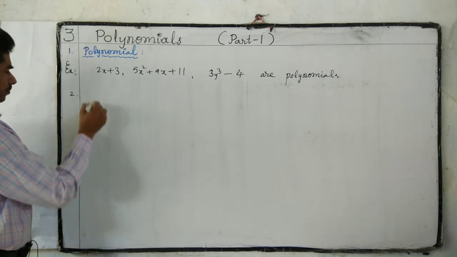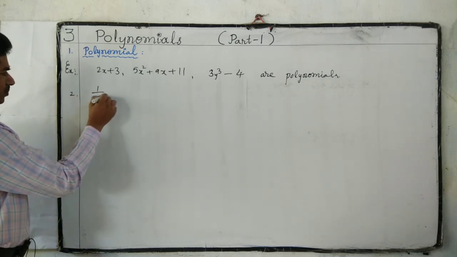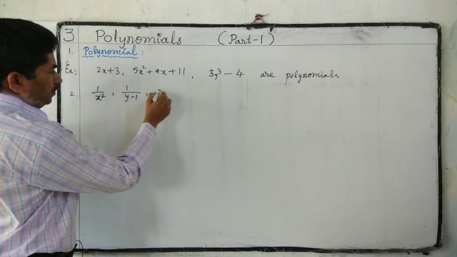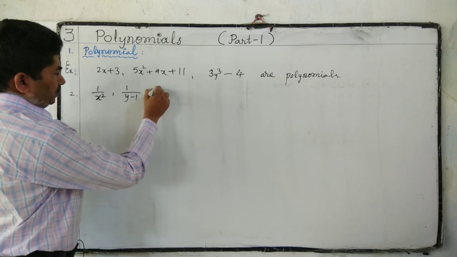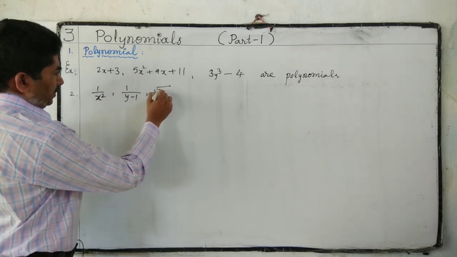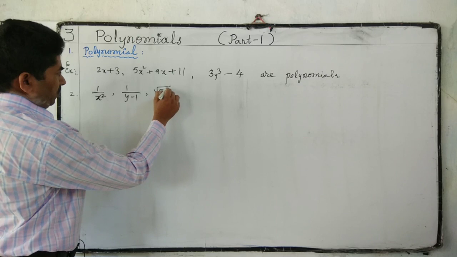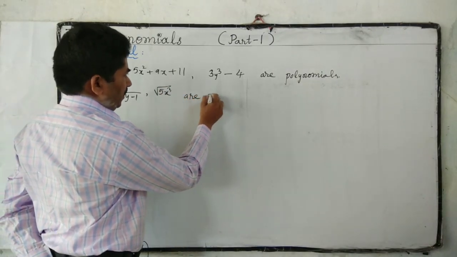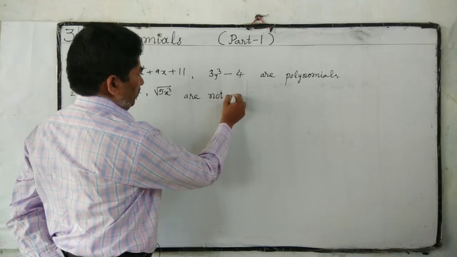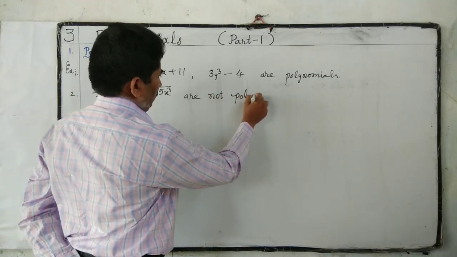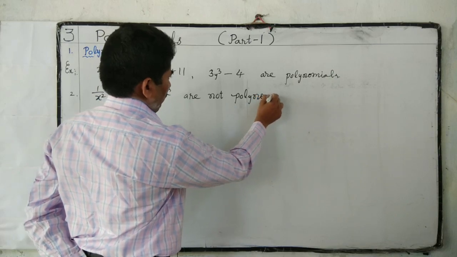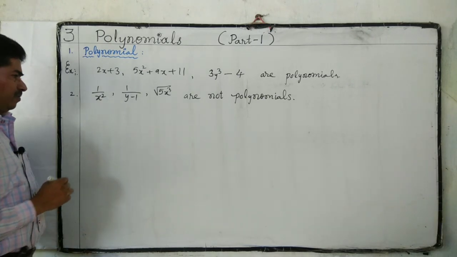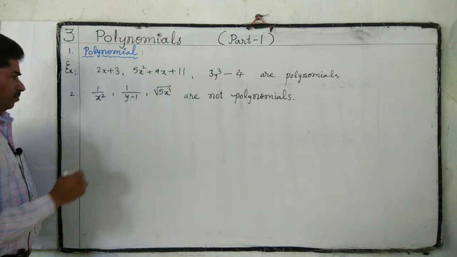Second example, 1 by x square, 1 by y minus 1, square root of 5x cube are not polynomials. These are not polynomials. Why these are not polynomials?